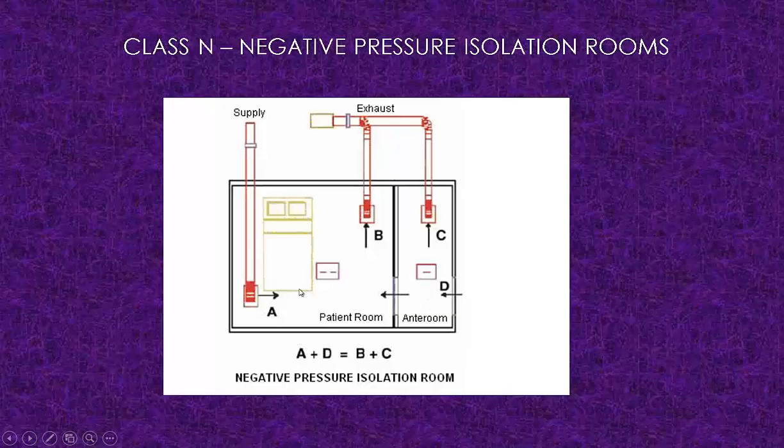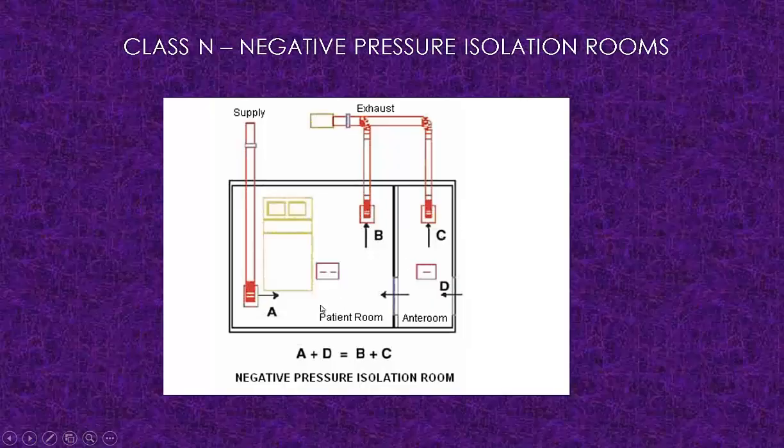Here you see this is a patient room, or we can say an isolated room, and this is also an enter room, and this is a corridor. Here you see D, which is basically the door from where air enters. B and C are exhaust ducts, and A is the supply duct.